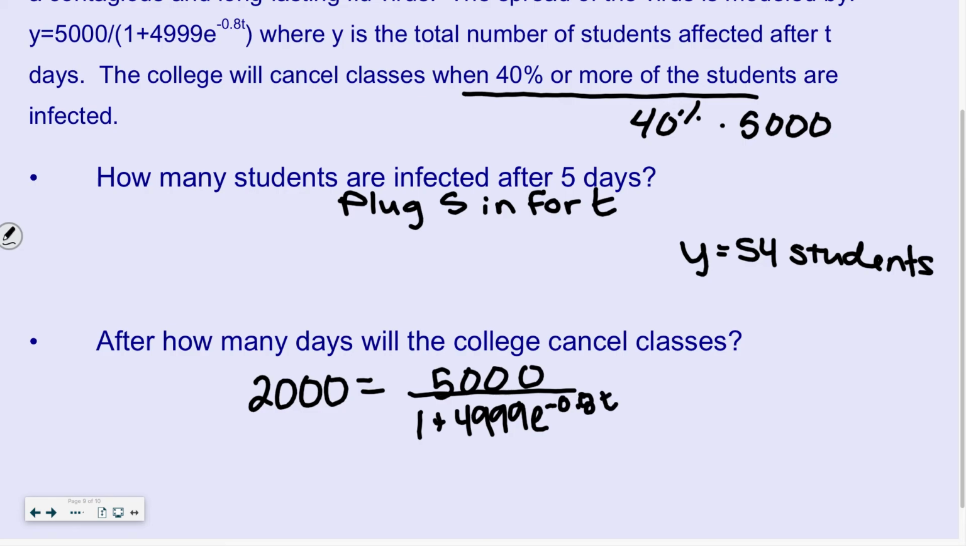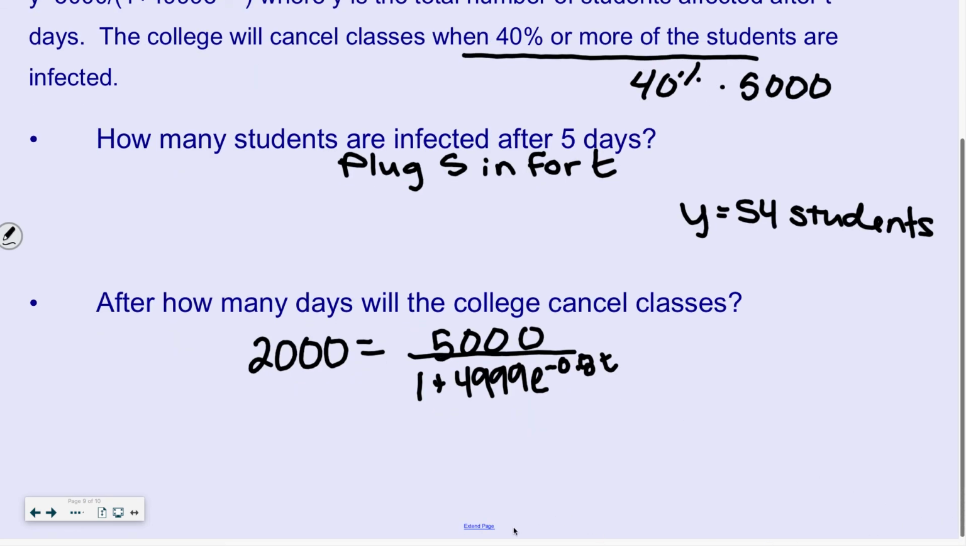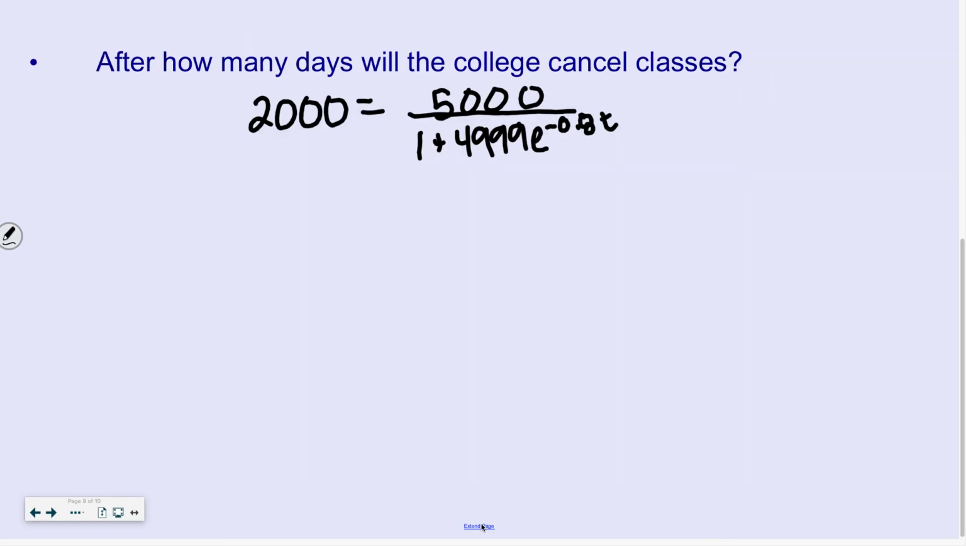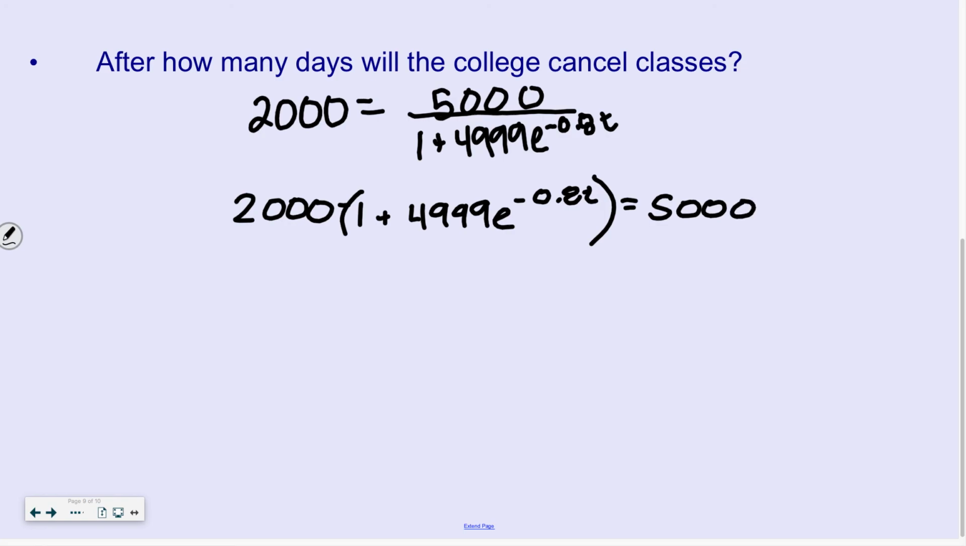Okay, so this one, you've got to be able to work with this logistic growth model. You obviously want to solve for t, which is trapped in an exponent, so at some point you're going to be using a log or a natural log here. But the variable is also in your denominator, so what would we probably do first? Multiply both sides by the denominator. So 2,000 times 1 plus all this stuff equals 5,000. You can divide by 2,000.